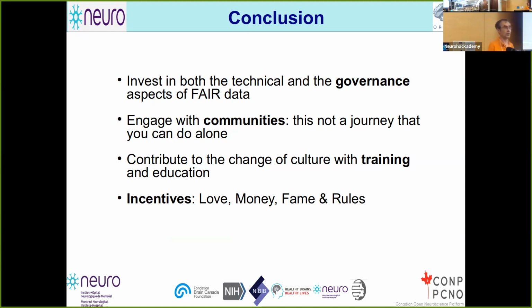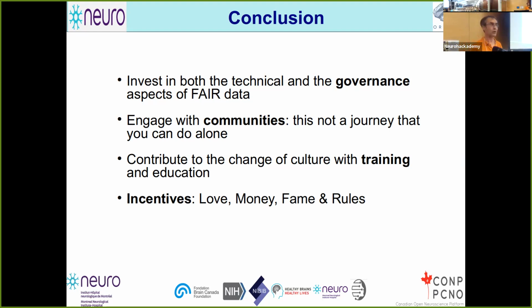I would like to encourage everyone to invest in both the technical and the governance aspects of FAIR data and FAIR research objects. Engage with communities. Each of us alone is not going to make it work. If we want to move the whole thing, we have to have thousands of hands because it's a big thing to move.